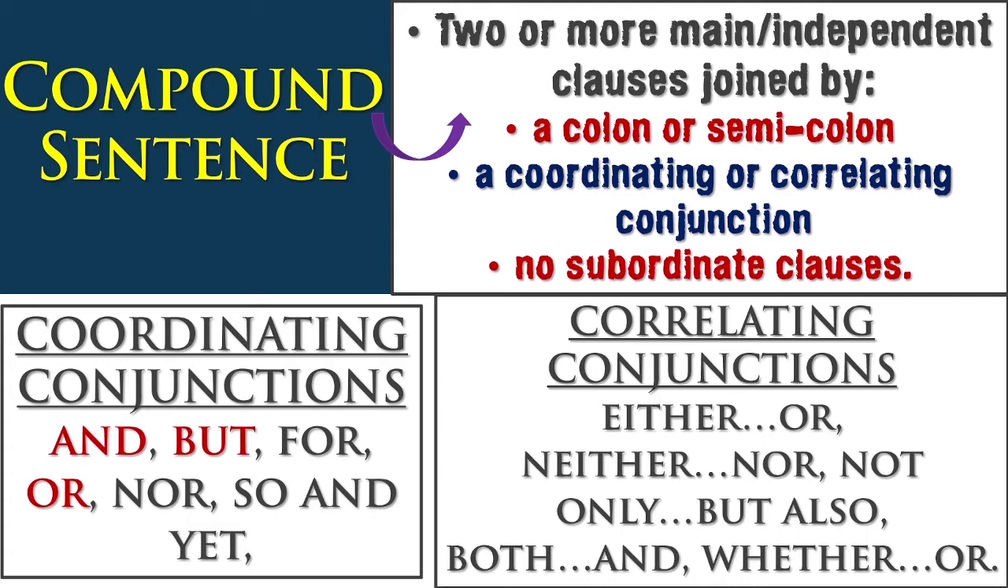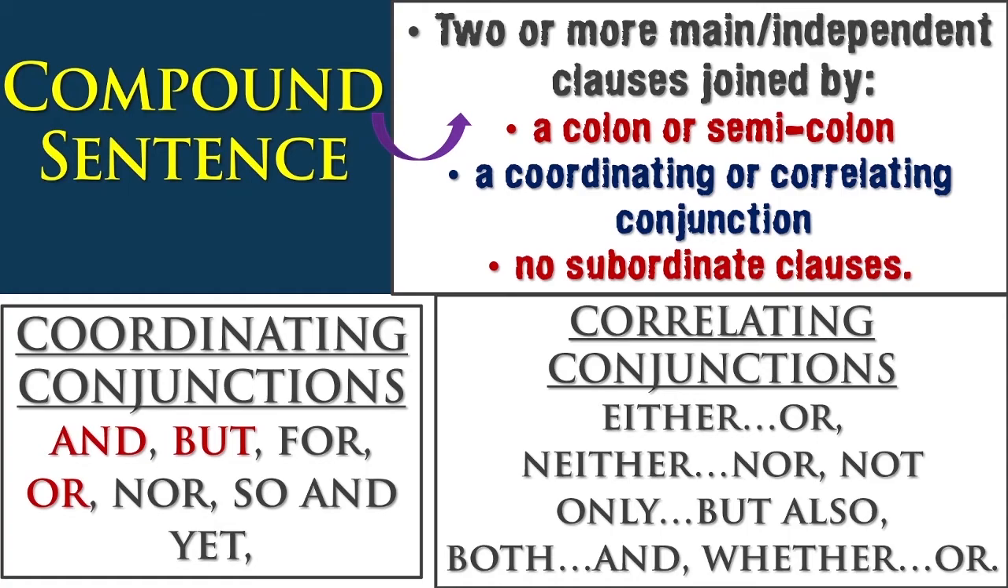Let's see some examples of coordinating conjunctions. You have examples such as and, but, for, or, nor, so, and yet. These are examples of coordinating conjunctions, even though there are three major coordinating conjunctions in the English language, and that includes and, but, and or. The other conjunctions, that is the correlating conjunctions, have examples such as either or, neither nor, not only but also, both and, and whether or. You see, these exist in pairs.